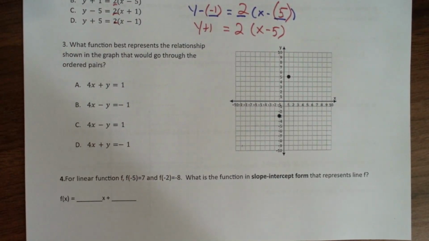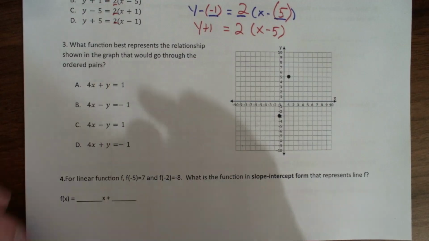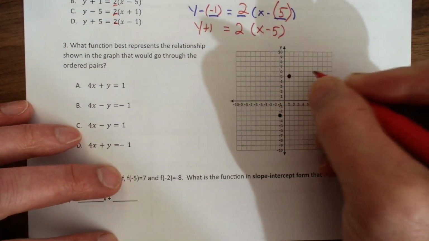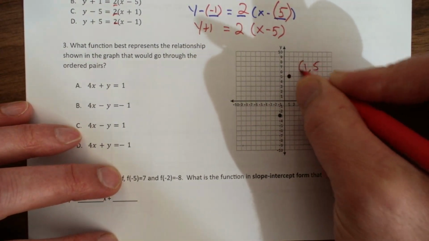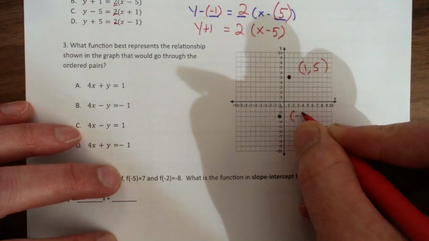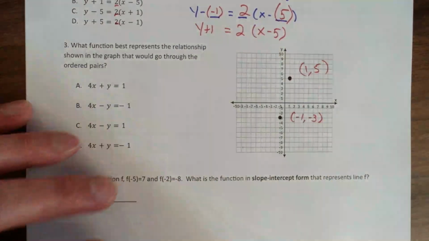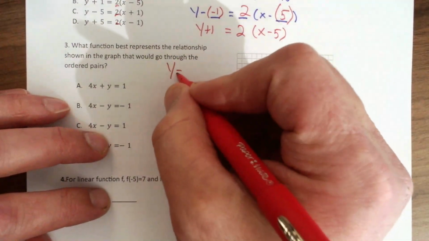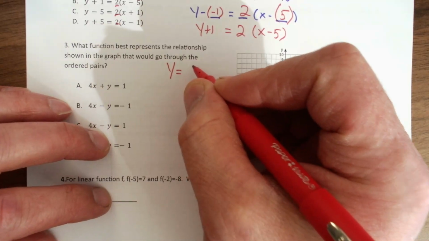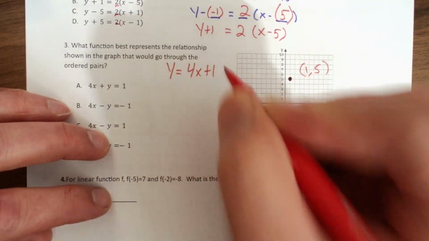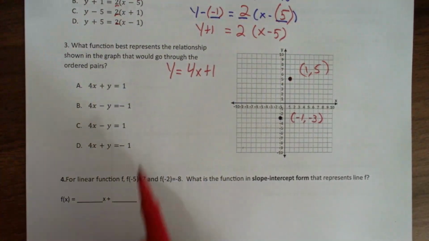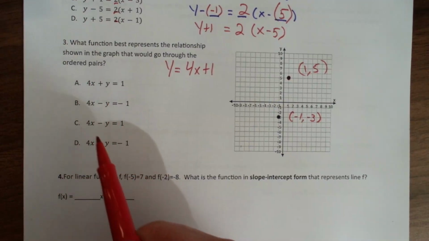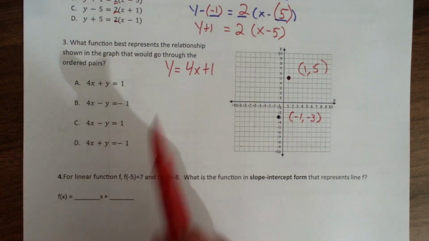Here it says what function best represents the relationship in the graph, and we'll go through the ordered pairs. So you have 2 points, (1, 5) and (-1, -3). You would do your regression. Your regression gives you y equals 4x plus 1. The downside is none of them are written in slope intercept form. They're all written in standard form.